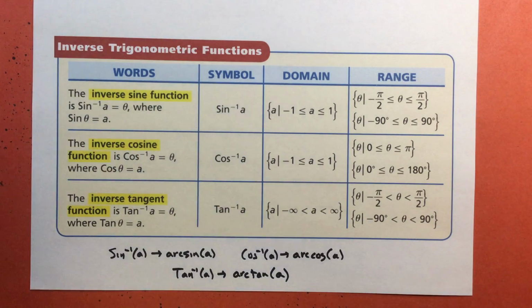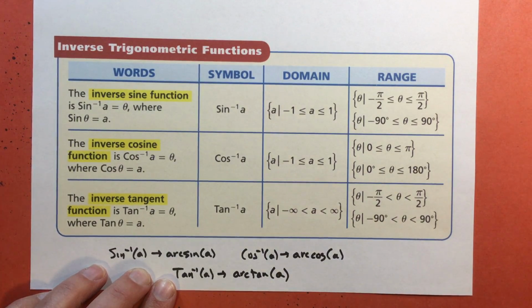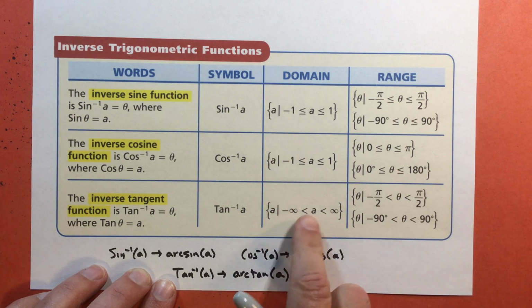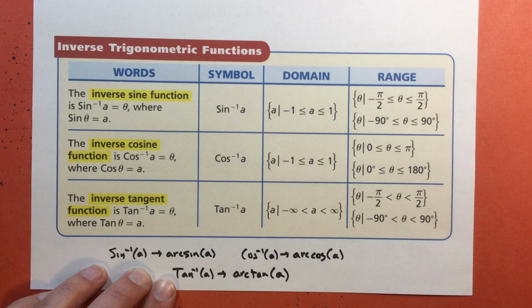The tangent inverse looks a little goofy, but remember, tangent is opposite over adjacent. So the relationship between the two legs can be a very, very big fraction or a very, very small fraction. So there's no restriction on that. So basically, when you see this negative infinity to infinity, please remember infinity is not a number. This is just simply saying you can put any number into inverse tangent. It can be as small as you want it. It can be as big as you want it. It doesn't matter. All right?